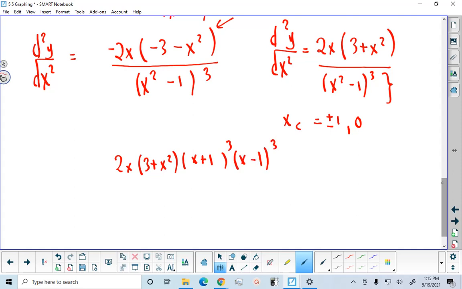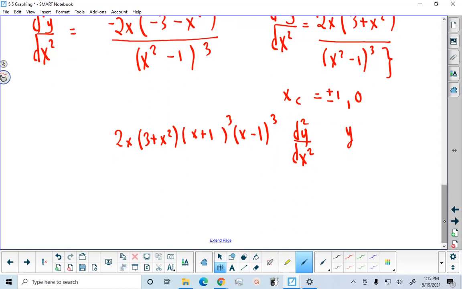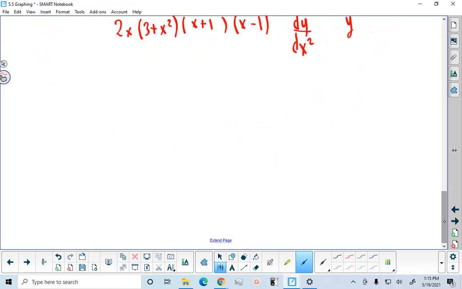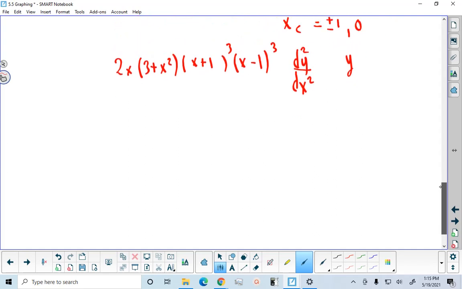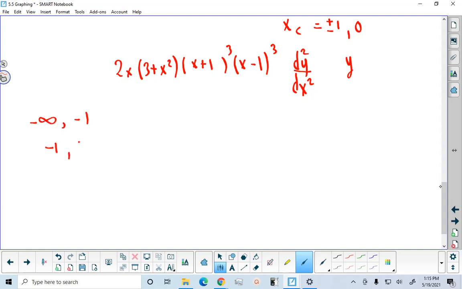What I'm going to do, though, is factor the x squared minus 1 into x plus 1, x minus 1, and recognize that they are both cubed. So the table is quite lengthy. I have a column now for the second derivative, and I have a column for y. My critical numbers were -1, 0, and +1. So I'm going to go from -infinity to -1, from -1 to 0, from 0 to 1, from 1 to infinity.